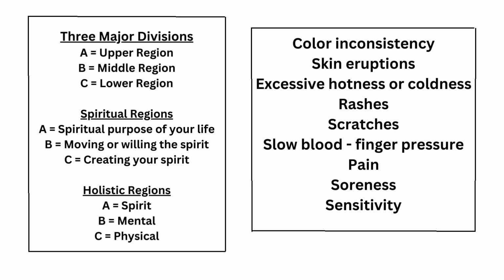It can manifest in a number of different ways. There can be color inconsistency, skin eruptions, excessive hotness or coldness, rashes or scratches. There can be slow blood, like when you pinch your fingers and it turns white for a minute. But the blood should come back relatively quickly. If it doesn't, that could be an indication of a problem there. Your client might complain of pain, soreness or sensitivity. Numbness is one I like to add. That can happen.